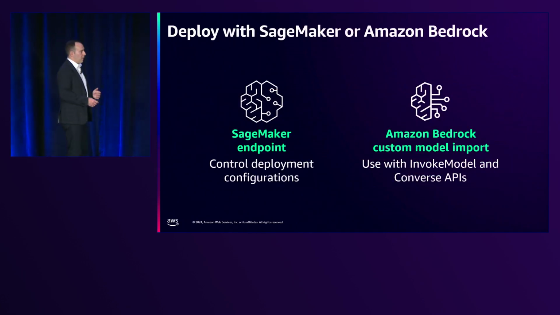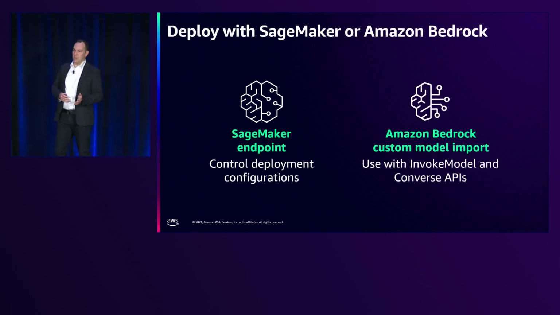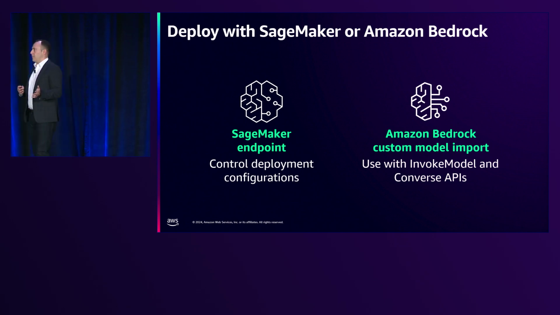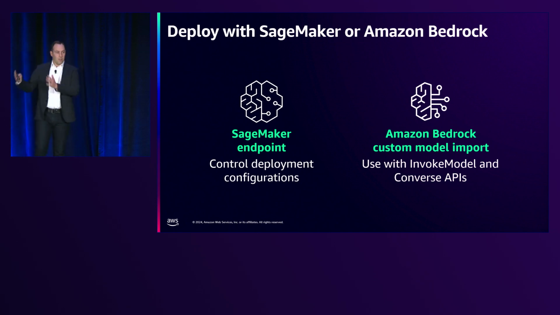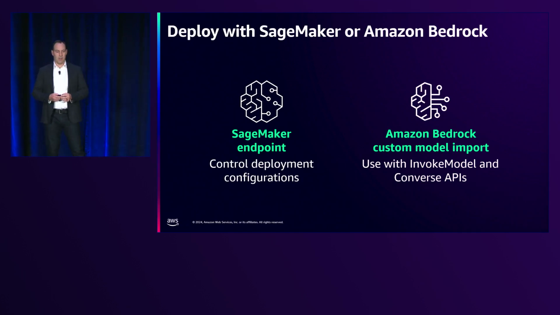And while I've talked a lot about SageMaker today, that's a fantastic option when you want to have full control over the instances you're putting in deployment. But we also know that many customers increasingly are building workflows around Amazon Bedrock. And I'm really excited to talk about that with Bedrock's custom model import. You can take the models that you fine-tune on SageMaker, import them into Bedrock, and then you can use them with the Bedrock InvokeModel and Converse API. And that can then flow directly into your existing Bedrock workflow.